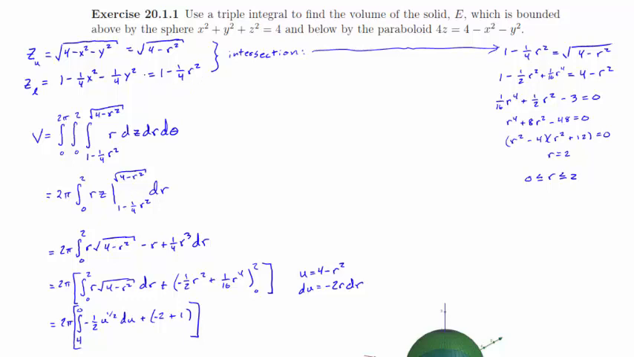If we look for the intersection of these, assuming that we couldn't see the graph, so we need to find r by hand as opposed to visually, then we can set these two z bounds equal to each other. 1 minus 1/4 r squared equals the square root of 4 minus r squared. And then I squared both sides to get 1 minus 1/2 r squared plus 1/16 r to the 4th equals 4 minus r squared. I set this equal to 0 to get 1/16 r to the 4th plus 1/2 r squared minus 3 equals 0.